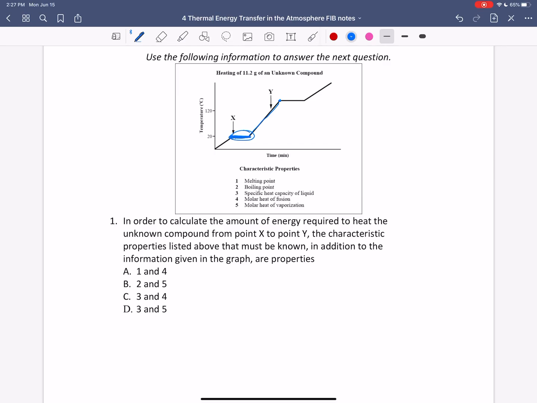It's an unknown compound. I have two phase changes. So here I go from a solid to a liquid. So it's going to be the heat of fusion. So I need to know that. And then here, this is going to be just increasing in temperature. And so I'm also going to need the specific heat of that particular substance. So the answer here is 3 and 4.